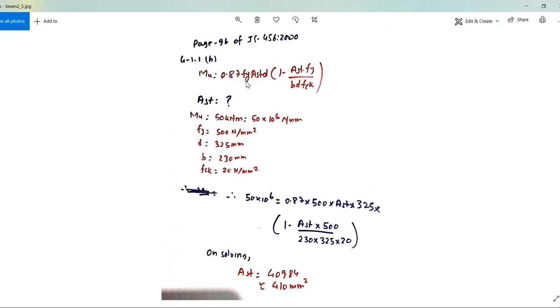Now coming to this equation: Mu is 50 into 10 to the power 6 Newton mm. Fy, grade of steel, is 500 Newton per mm square. Ast is what we have to find out. Small d, the effective depth, is 325. b is the width of the beam, that is 230 mm. fck, the grade of concrete, is 20 Newton per mm square. Upon substituting all these values, we solve for Ast, and that comes out to be 410 mm square.